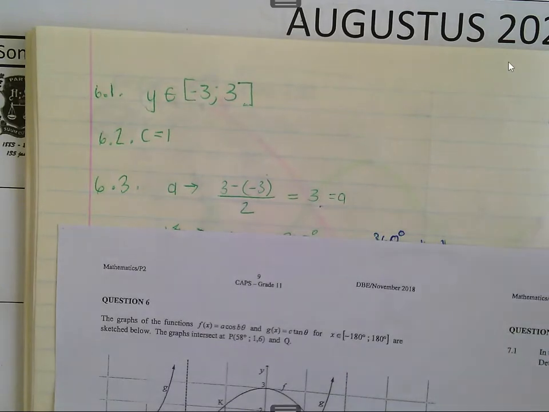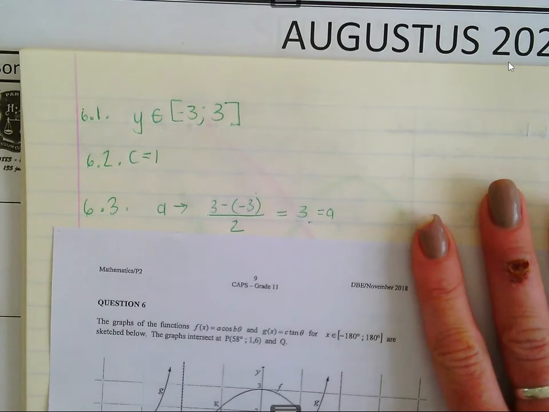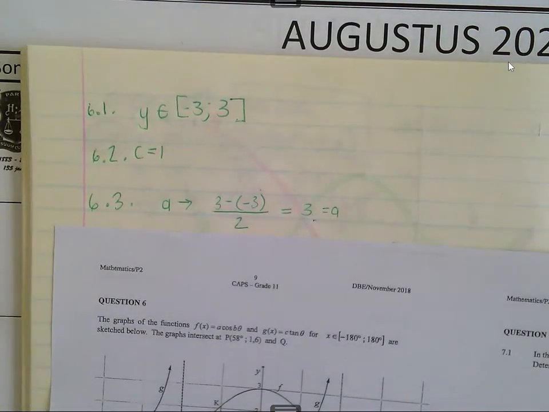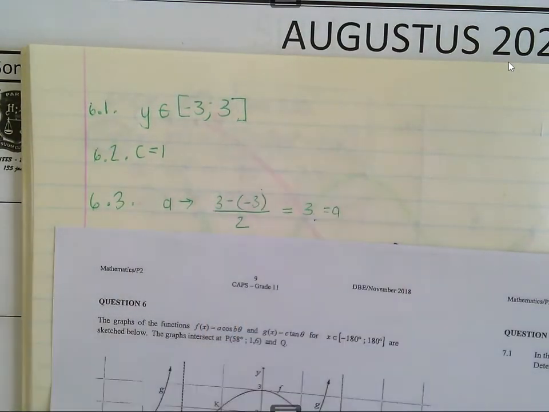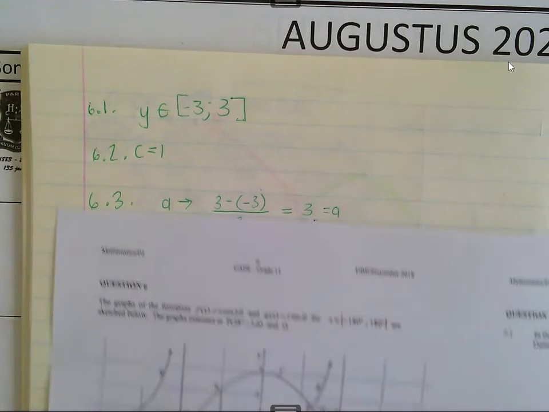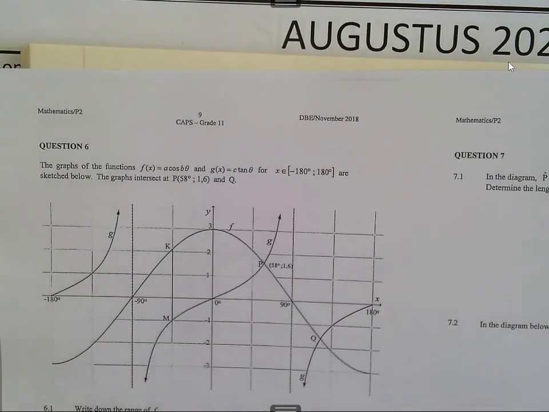So we look for the maximum value, which in this case is 3, and the minimum value, which is -3, and we divide it by 2. So 3 minus -3 is 3 plus 3, 6 divided by 2 is 3. But then you must remember to check whether this graph is positive or negative.